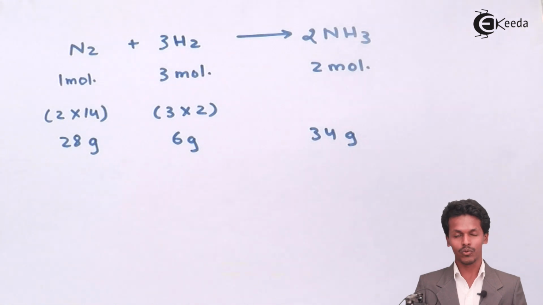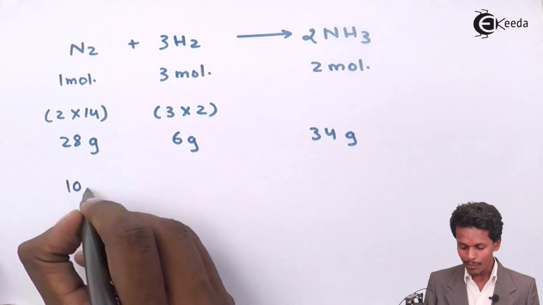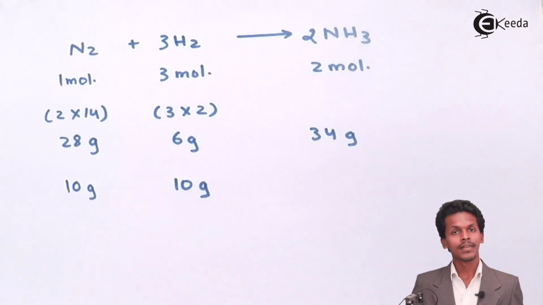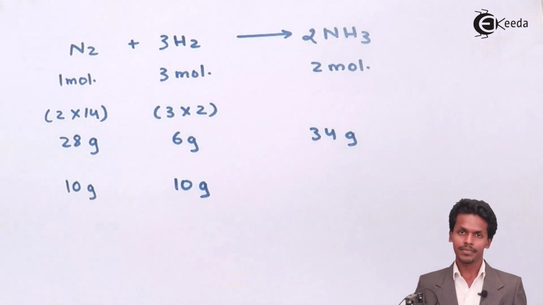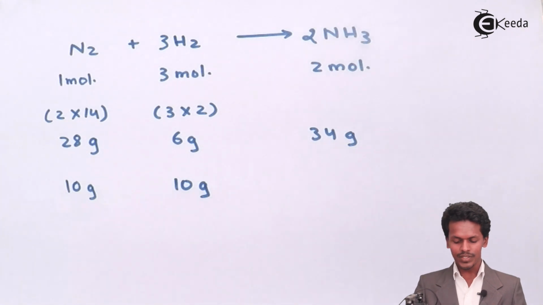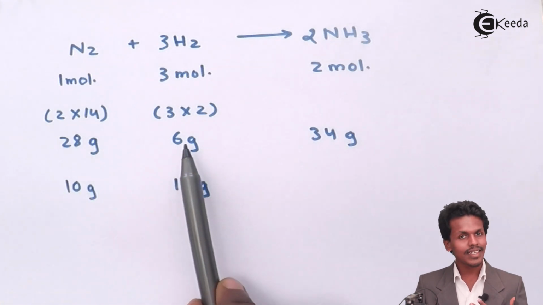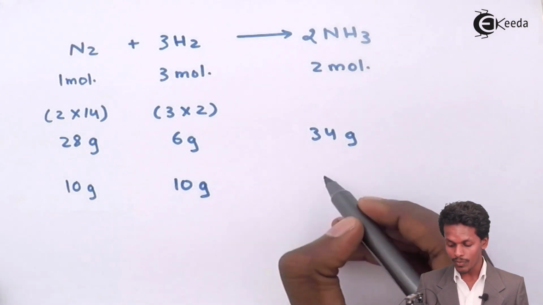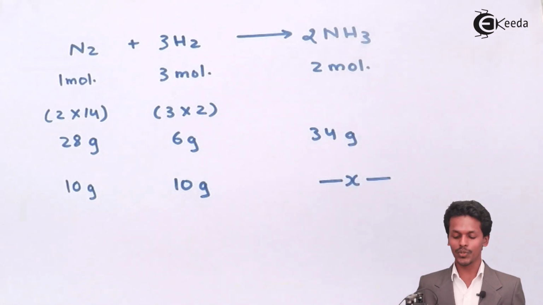But what they have provided to us is 10 gram of nitrogen, while the hydrogen is also provided as 10 gram. So in this case we have to analyze which one would be the limiting reagent and which one would be the excess reagent. As we could see, 28 gram is requiring 6 gram to get ammonia as a product, and in this case we don't know how much product we will get, so I'll take it as X gram of ammonia being produced.